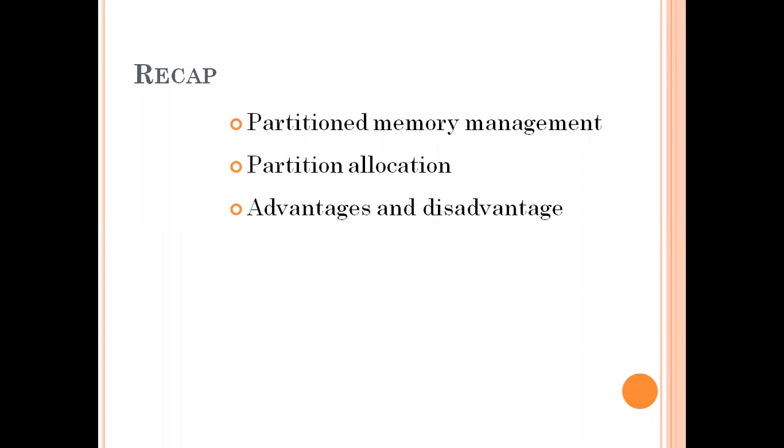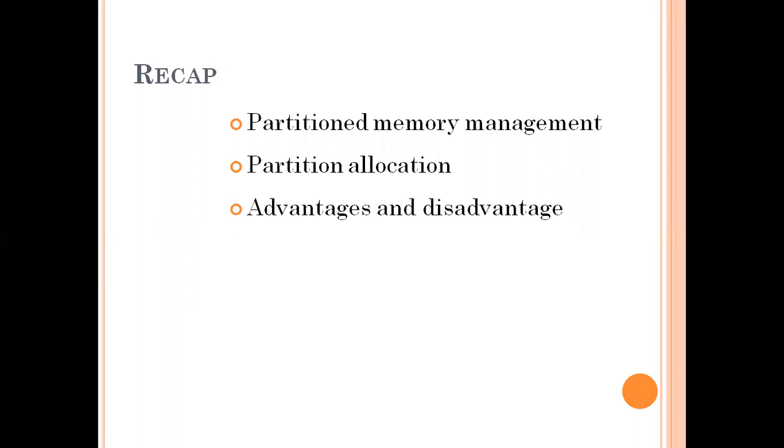When compared to single contiguous memory management techniques, which support only a single user, so only one job can be in the memory at a time, in partition memory management more than one job can be in the memory simultaneously. We also discussed different techniques for allocating partitions to different jobs. Whenever a partition has to be allocated to a particular job, there are two ways of allocating it. The first one is first fit, and the second one is best fit.